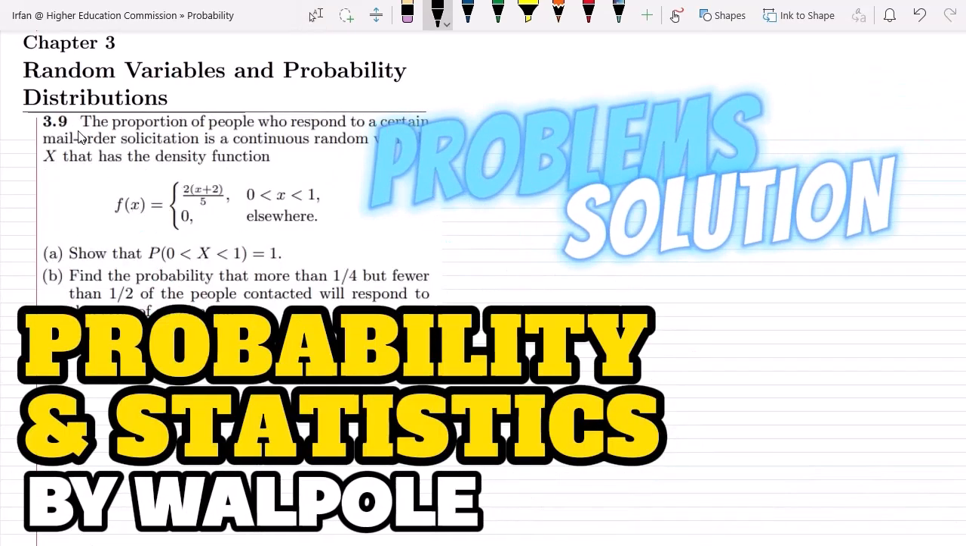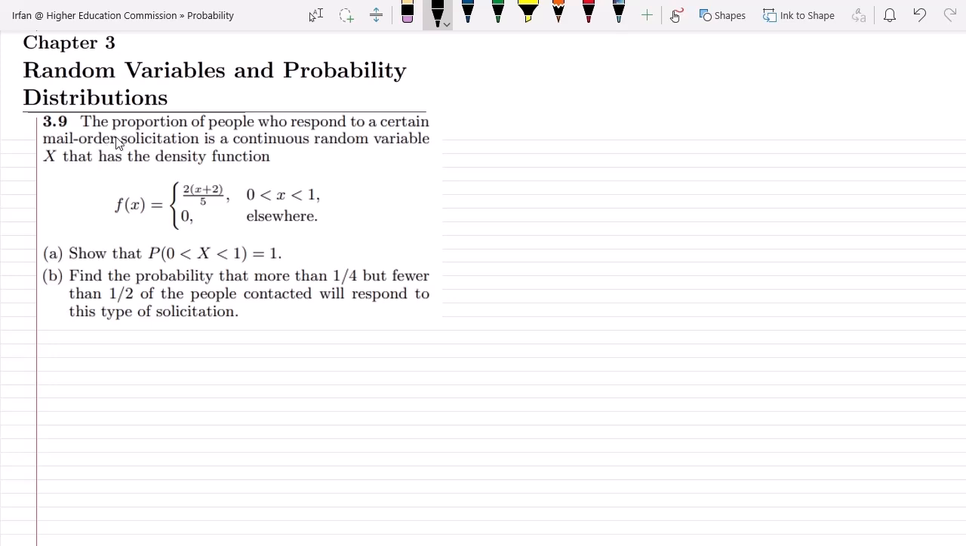Welcome back, guys. This is question 3.9. The statement of it is: the proportion of people who respond to a certain mail order solicitation is a continuous random variable X that has the density function f(x) = (2x + 2)/5 for 0 < x < 1, and it is 0 elsewhere. There are two parts. In the first, show that the probability of 0 < x < 1 is equal to 1.